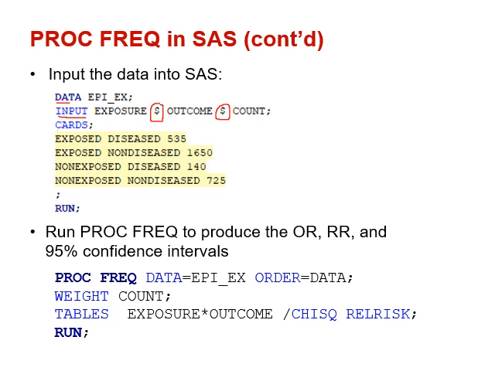The statement cards is used to enter data into SAS. This is the way a 2 by 2 table is written in SAS. The count of exposed and diseased is 535. The count of exposed, non-diseased is 1650, and so on. The run statement completes the data step.